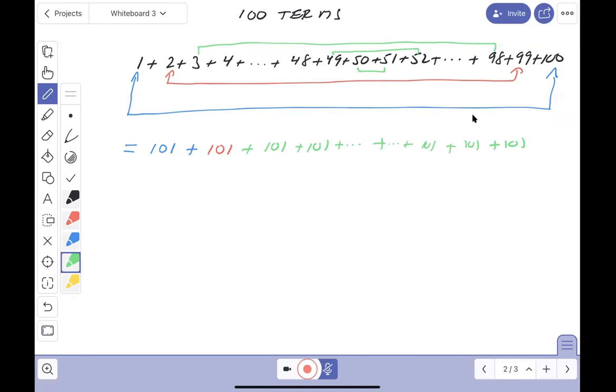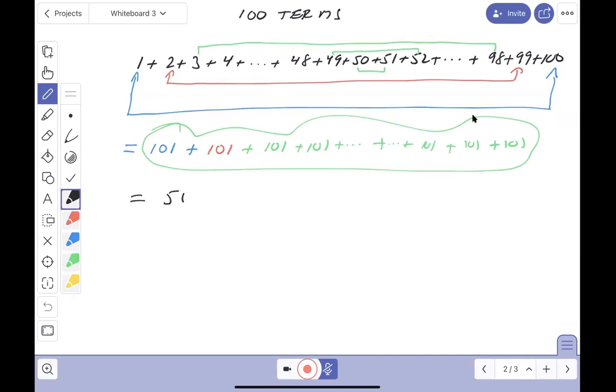All right, remember the 100 terms. What I did was pairwise matching. So how many of these would there be then? Remember, I did pairwise matching of 100 terms. There'd be 50 of those. Well, it's going to give you 5,050.